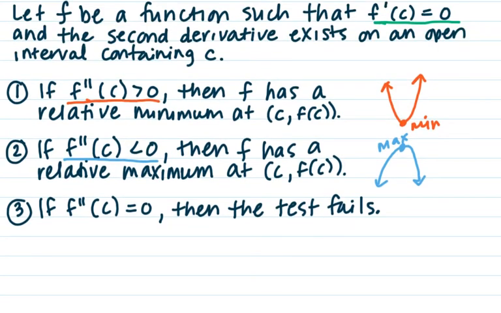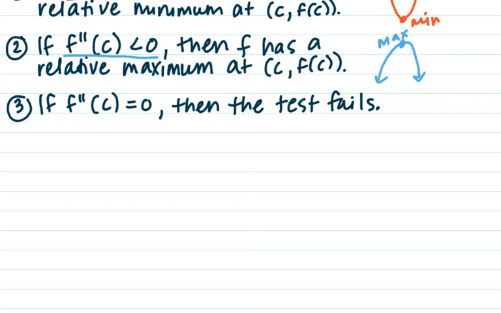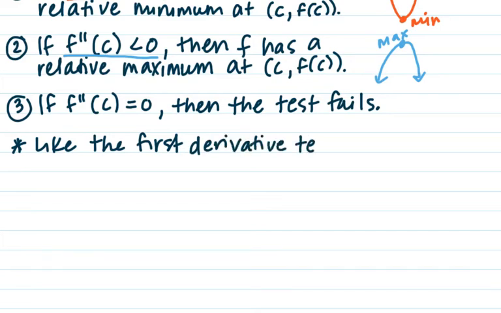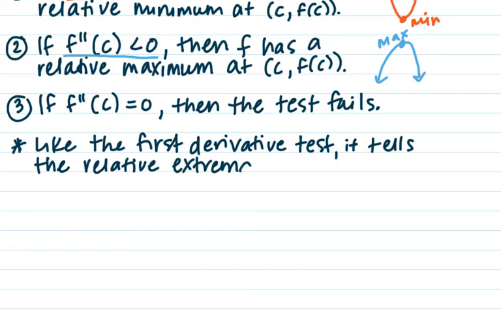So if all this does is what we already know how to find from the first derivative, what's the point? Well, it's kind of like a backup test. A lot of times you can use it to check your work, and it does the same thing as the first derivative test as far as telling us where the relative extrema are. So like the first derivative test, it tells us the relative extrema for a function. That's the point of it. Okay. Why do I need to know it? Sometimes it is useful when we can't create our sign chart.